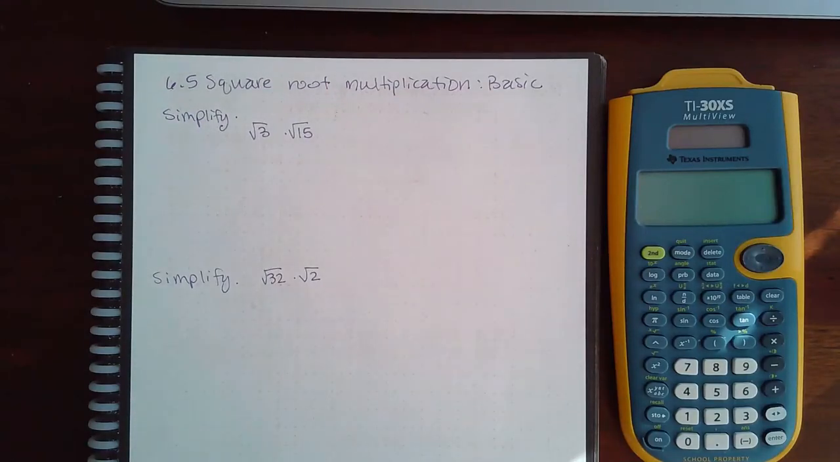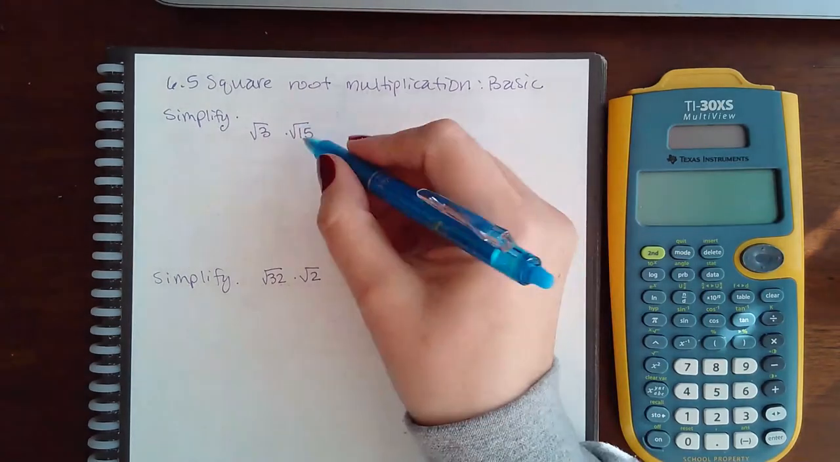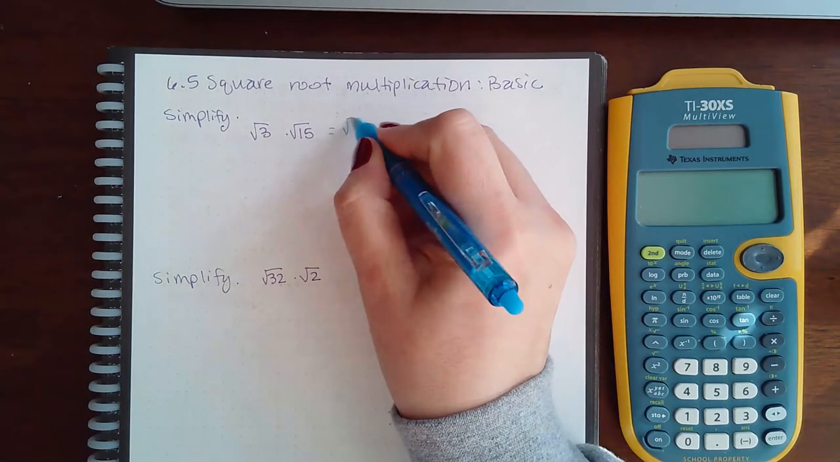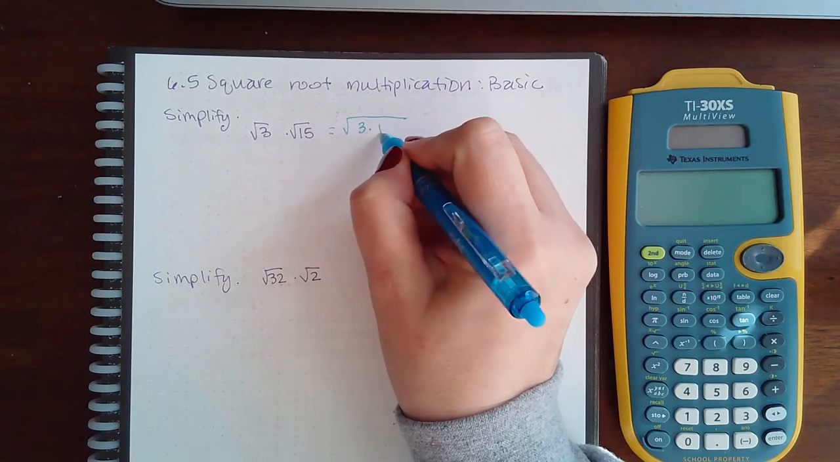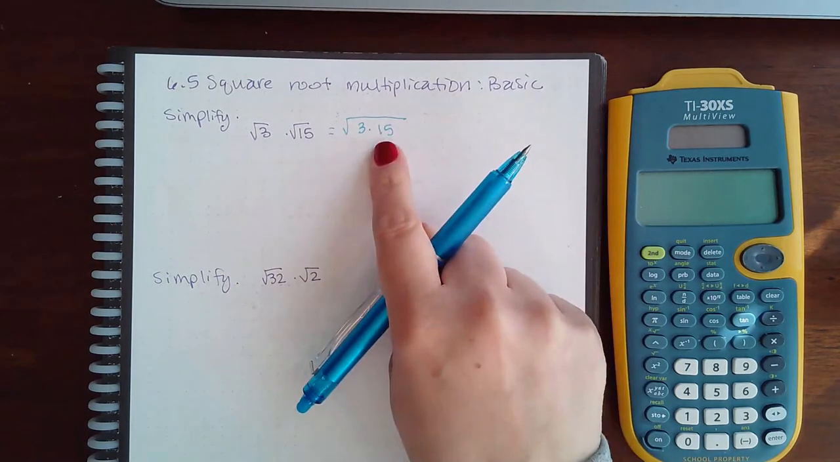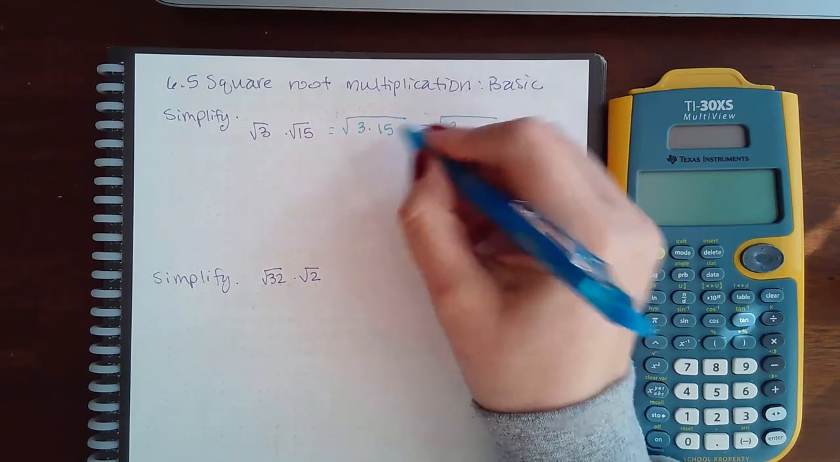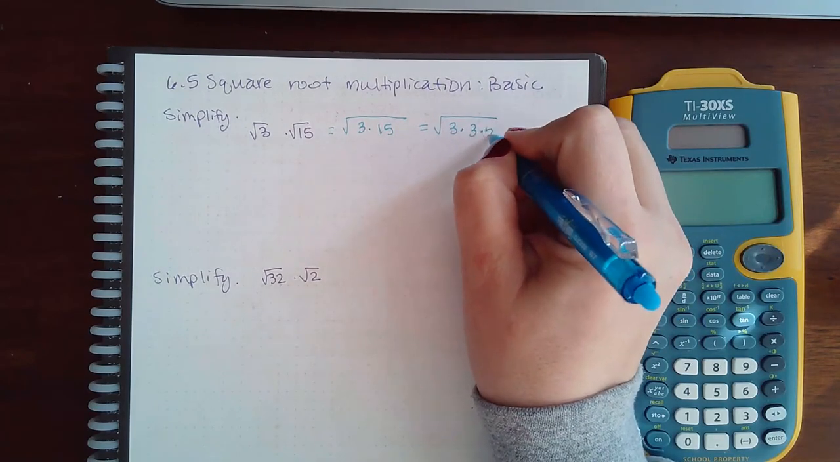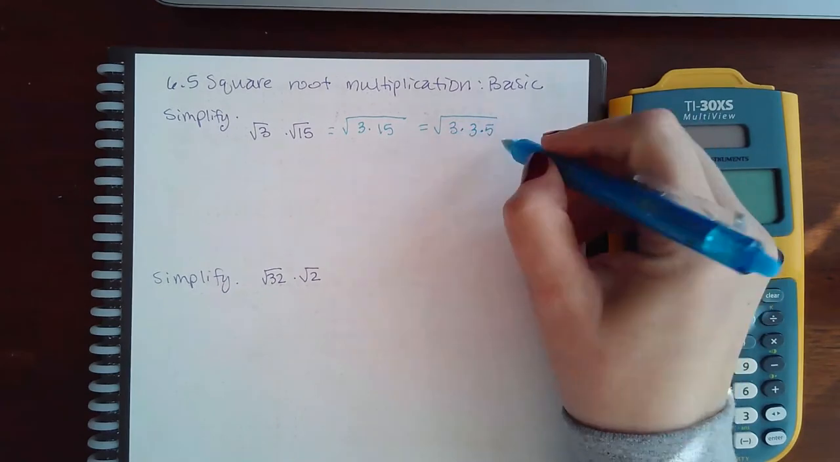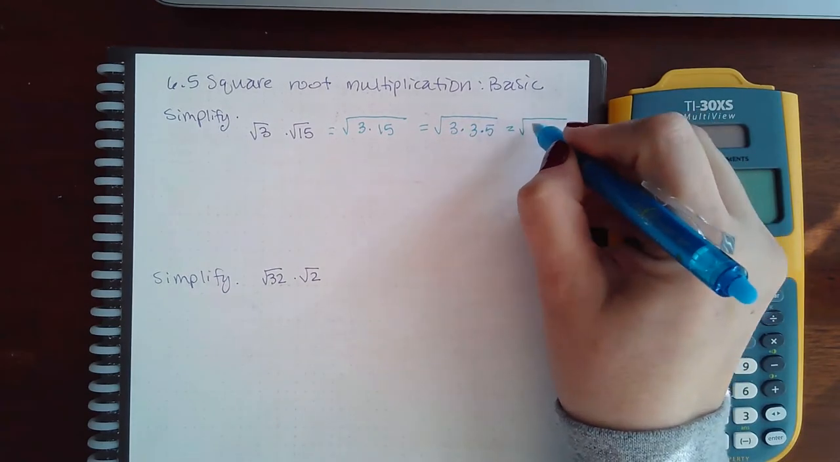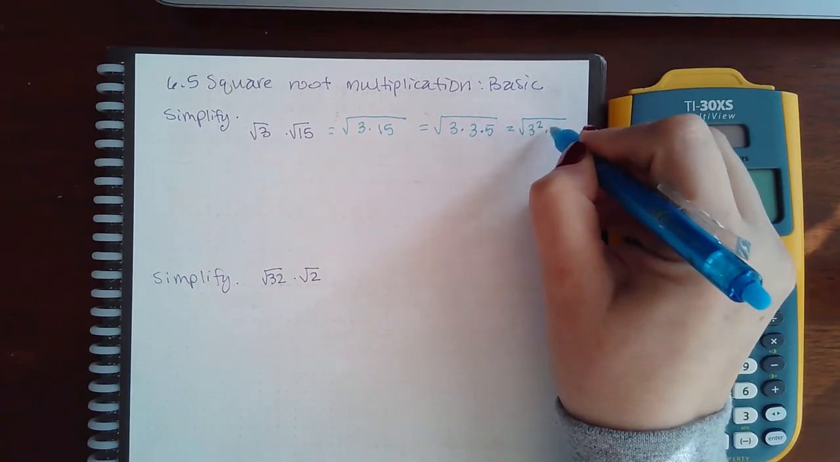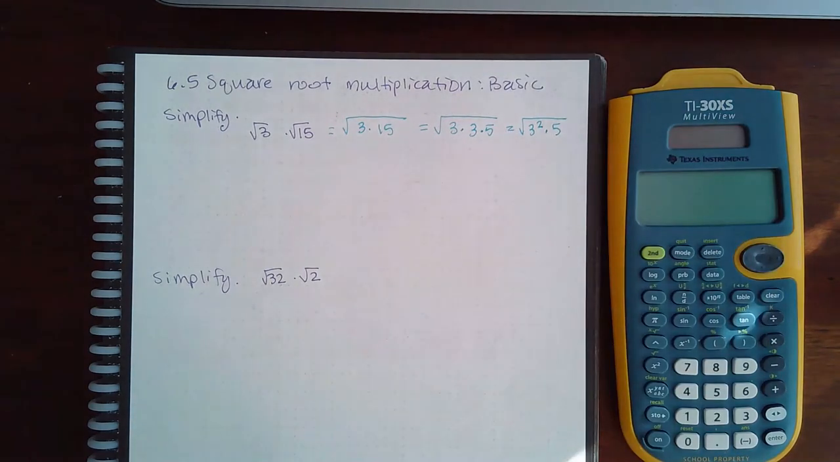Here we have the square root multiplication, basic. So again, we would want to multiply these together, but 15 is not a prime number. So you would want to break that up into its primes. And 15 is actually 3 times 5. And you have a pair there. So that pair can be written as 3 squared and then times the 5.